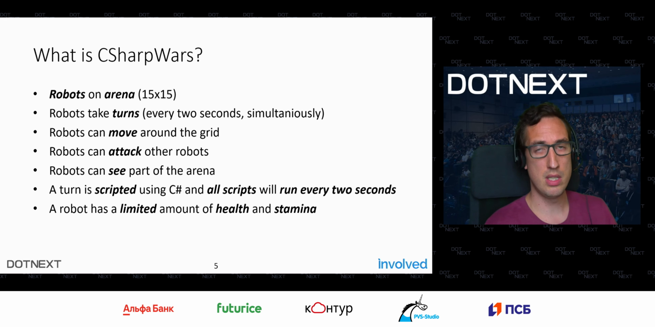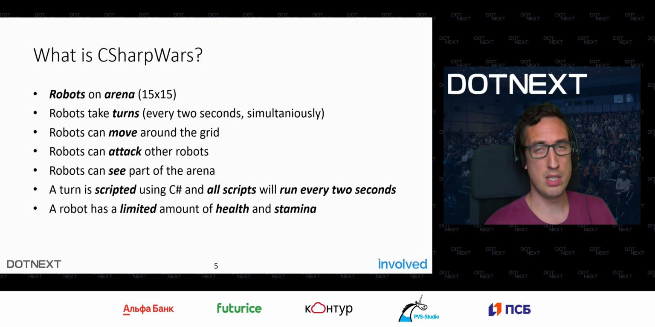They can't only move, but they can also attack other robots. And of course, they can see a part of the arena so that they can make decisions based on what they see. Now, the fun part is that each turn is scripted using C#. So a robot will actually execute a piece of code that the player has written in C#, and all of these scripts, so all of the robots that are active on the arena, will run their scripts every 2 seconds.